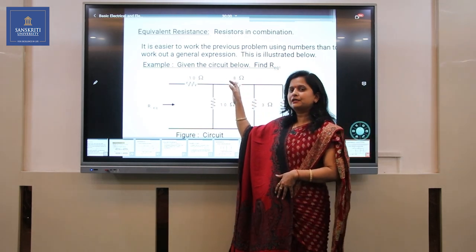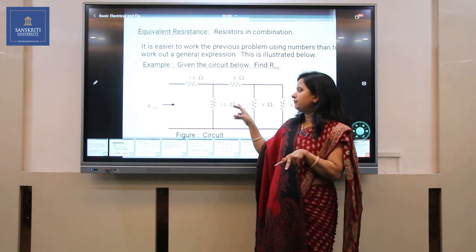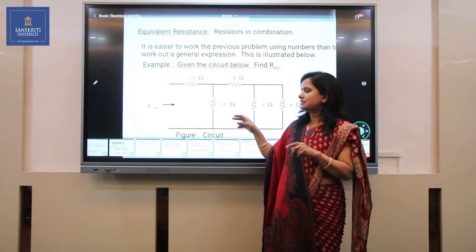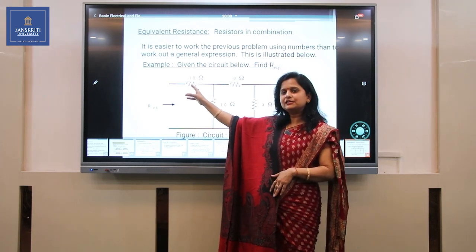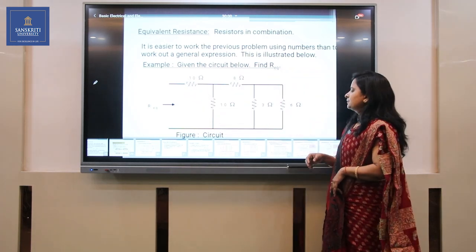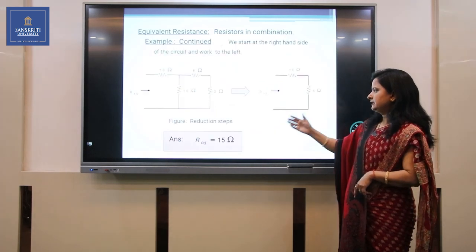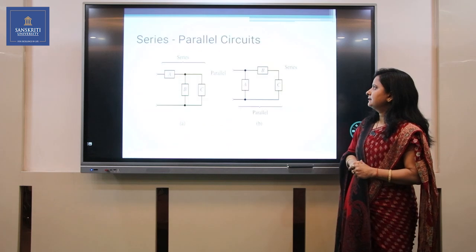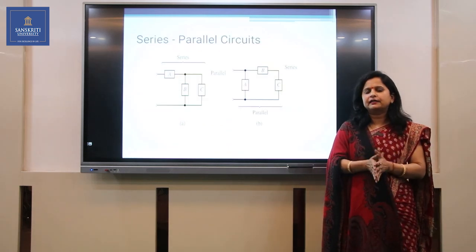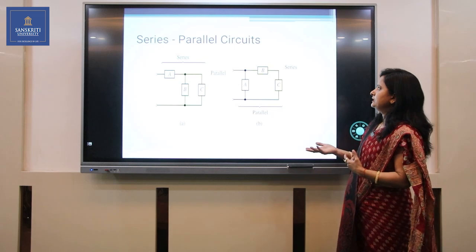That 10 ohm is connected in parallel with 10 ohm. So 10 ohm parallel 10 ohm means 5 ohm, 10 into 10 upon 10 plus 10. That 5 ohm will be connected in series with this 10 ohm. So the R equivalent must be equal to 15 ohm. Yes, this is the 15 ohm resistance. So this is all about how we can calculate the equivalent resistance of a series parallel combination.